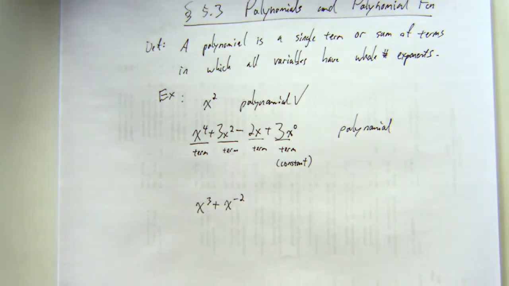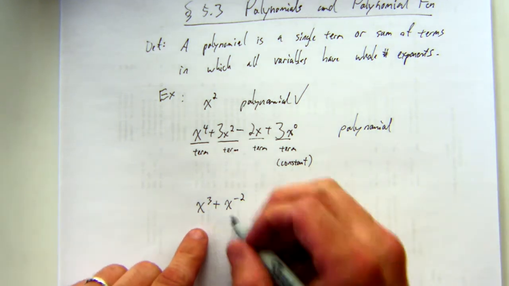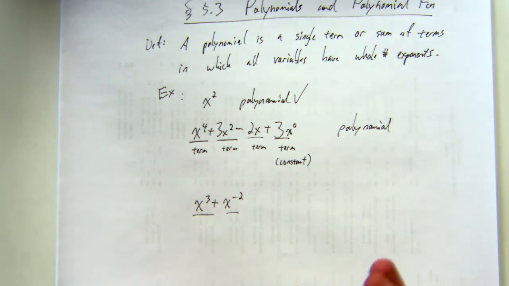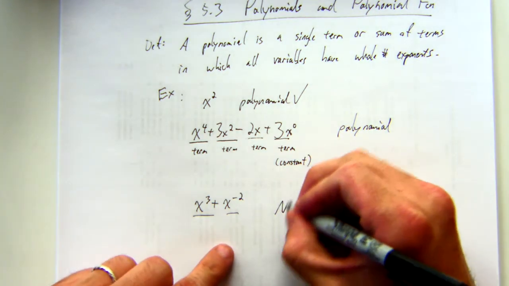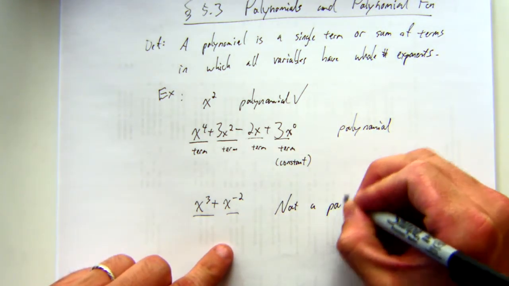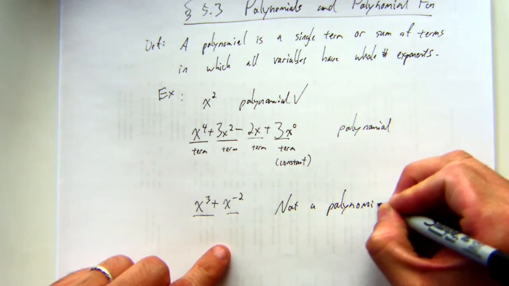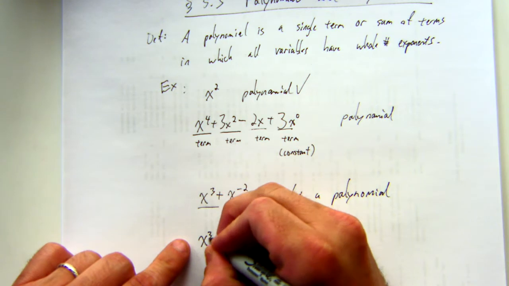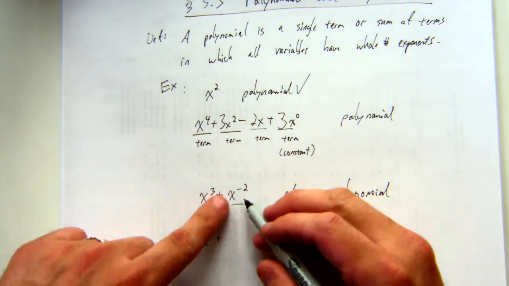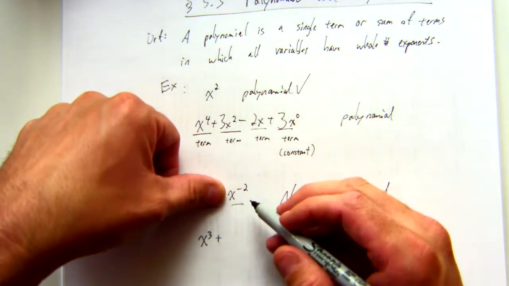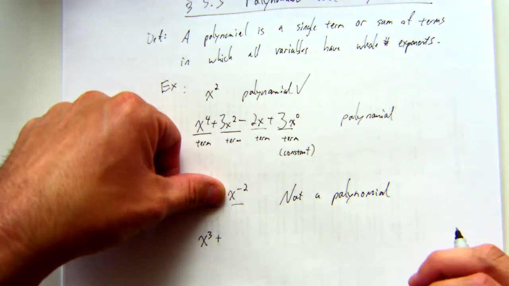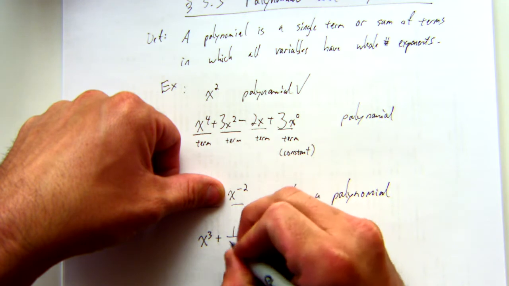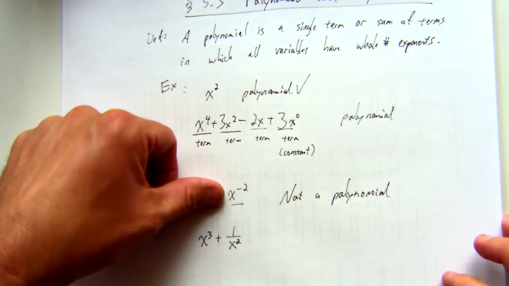Is this a polynomial? Well, it's a sum of terms. But is negative 2 a whole number? No. So this is not a polynomial. Another thing that you can do, I'll add to this definition. Let's just rewrite this as x cubed plus, now this x over x to the negative 2. Using my rules of exponents that we just did, let's rewrite that as what? 1 over x squared. Right?